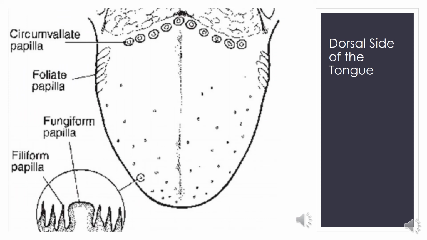In this slide we will be covering the dorsal side of the tongue, which I know I already went over two of them, but I would like to do it one more time just to make sure. You can see the filiform papilla and the fungiform papilla, the foliate papilla, the circumvallate papilla, and behind that you can see the terminal sulcus, and behind that is the foramen cecum. And in the middle of the tongue you can see the median sulcus.